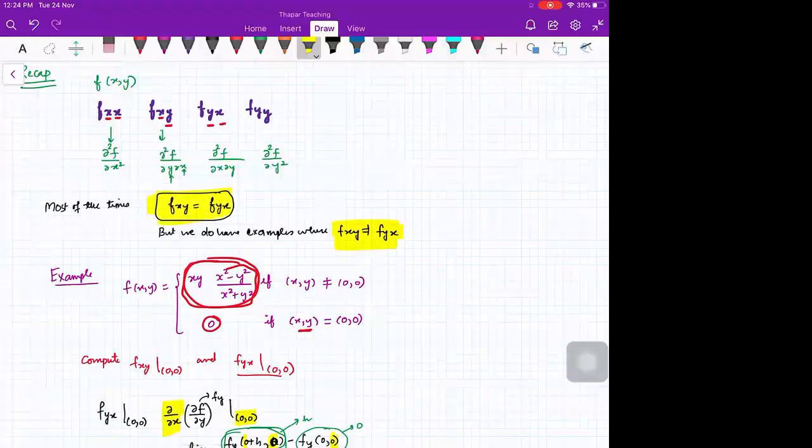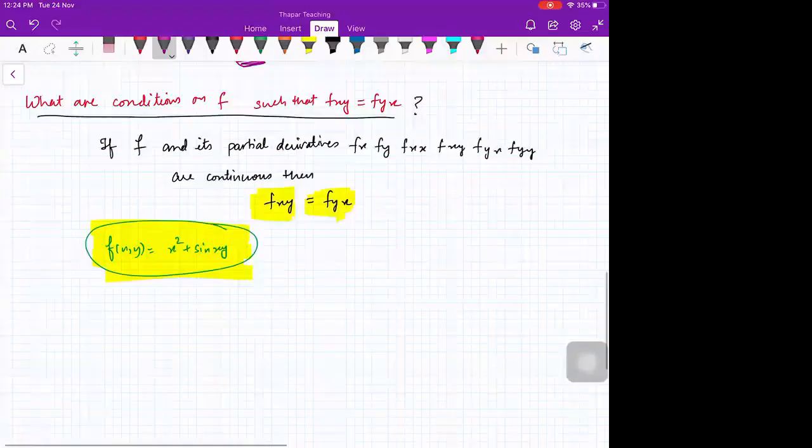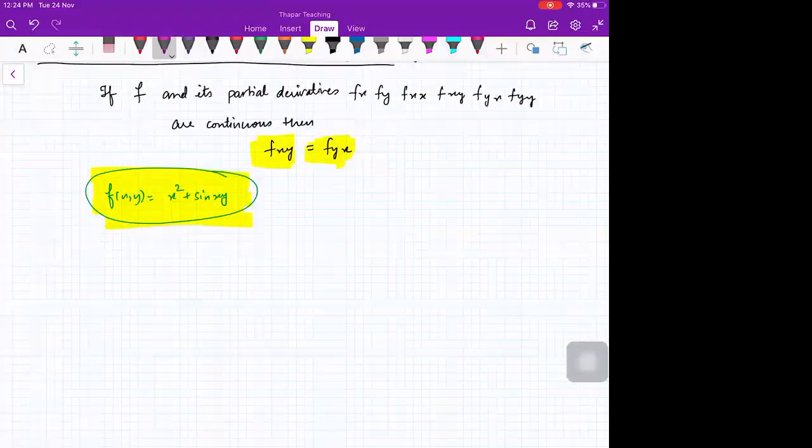And you should note that continuity is not required for partial derivatives to exist, as I explained in yesterday's lecture. So this was one point which I wanted to make. Now we will move on to an important thing which is called chain rule.